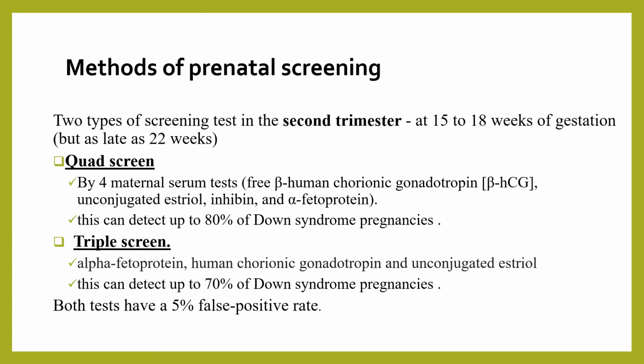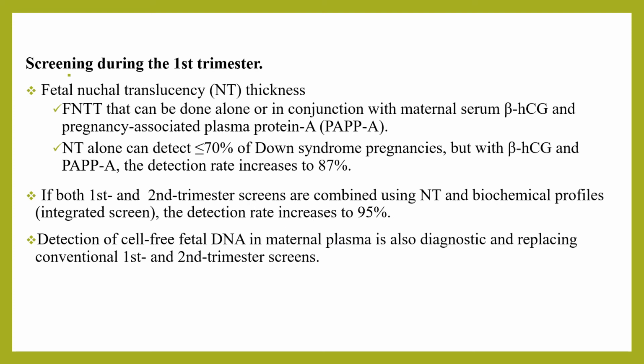Whereas the triple screen is done by alpha fetoprotein, human chorionic gonadotropin, and unconjugated estriol. And this can detect up to 70% of Down syndrome pregnancies. Both tests have a 5% false positive rate.